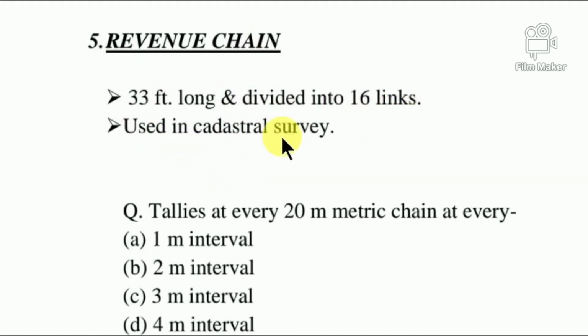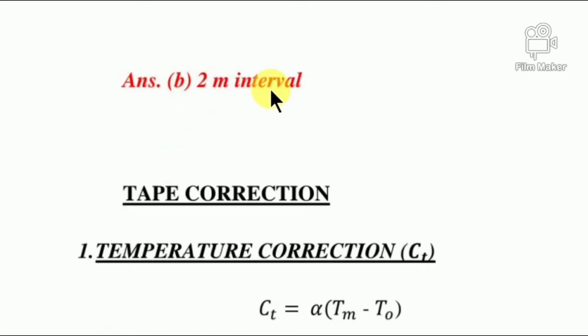Now let's see one question from a previous year paper. Tallies in a 20-meter metric chain are provided at every: 1 meter interval, 2 meter interval, 3 meter interval, 4 meter interval. So for a 20-meter chain, our tallies are provided at every 2 meter interval, that is our option B. So this is our answer, option B.